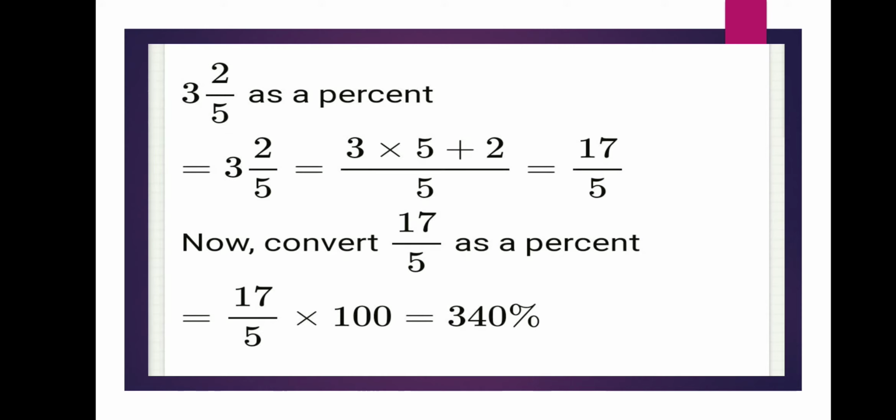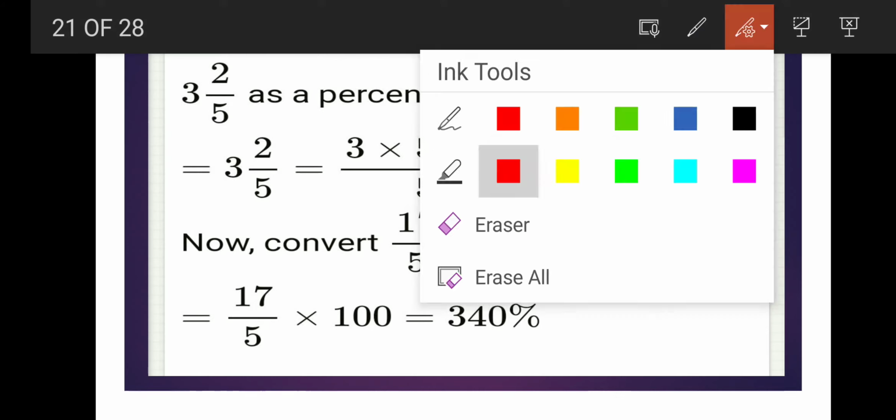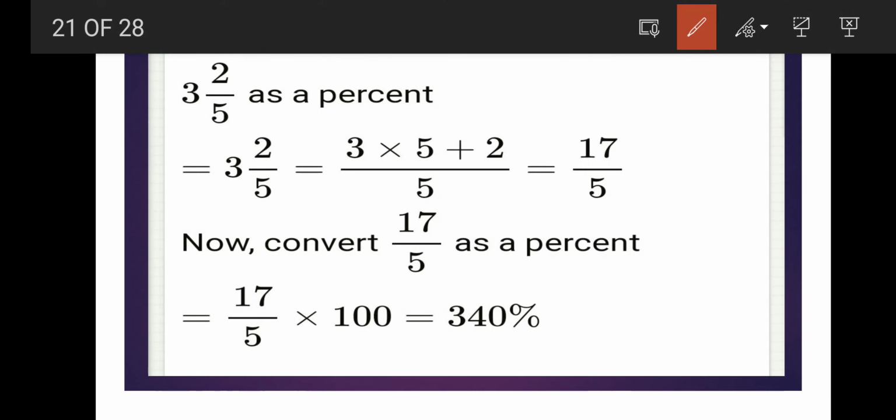Okay, the next question is that you have to express it as a percent. So 3 2 by 5 is given. Clear? Just a minute, 3 2 by 5. So first we'll convert this 3 2 by 5 into what? Mixed fraction. So it will be 17 by 5.